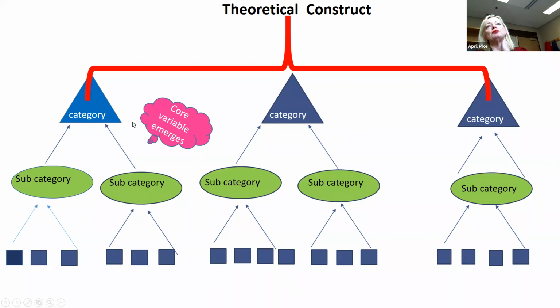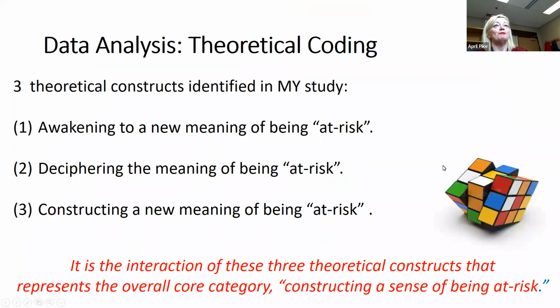And then during this process, the core variable starts to emerge, which for me was risk. And at the end, in the theoretical coding, we actually collapsed the categories together to be a theoretical construct. So you can see how inductive the process is. Messy, but inductive. So to best illustrate this, I thought I would just show you my 3 theoretical constructs.